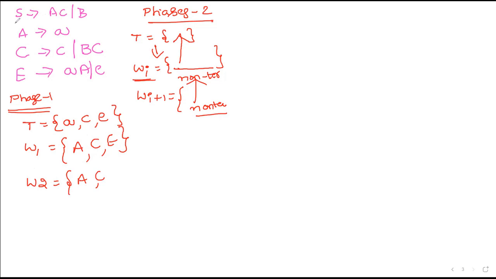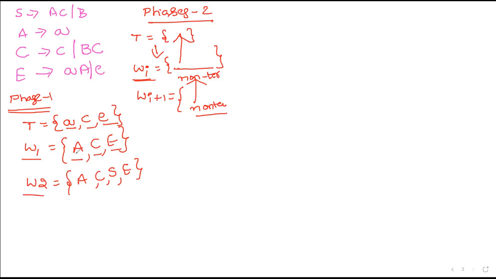We will check with the combination also. We will check with the single letter or any combination. AC is derived from S. So, comma S, E. So, there is no such derivation. You got it? Small a is derived from capital A. Small c is derived from capital C. Small e is derived from capital E. The first, W1, is completed.